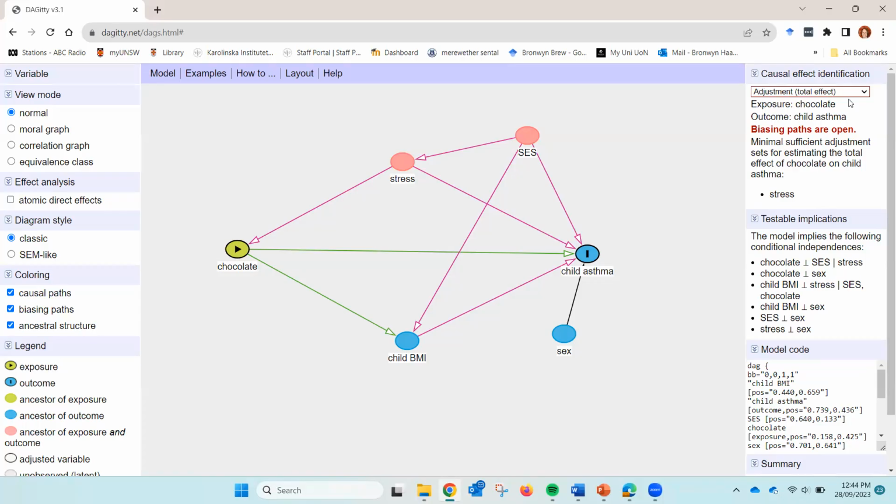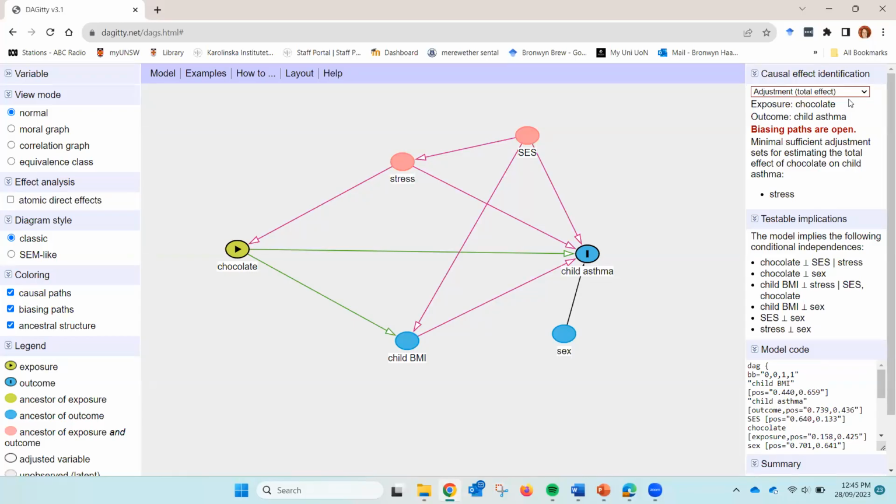Sort of jumping ahead a bit here, but it's probably easier to use an example. Let's say the total effect that we worked out, once we put all our data in and adjusted for stress, was an odds ratio of 2. We know that if the woman eats lots of chocolate, there's a risk of 2 that the child will have asthma. Then we want to understand what effect is happening here.